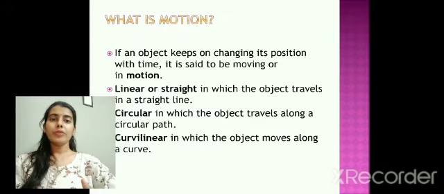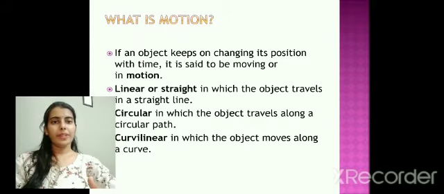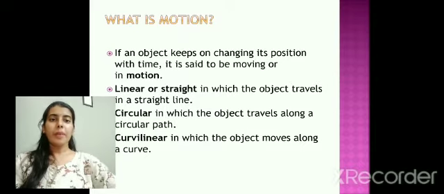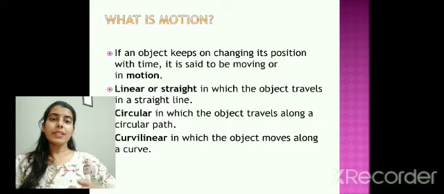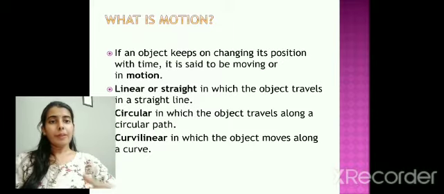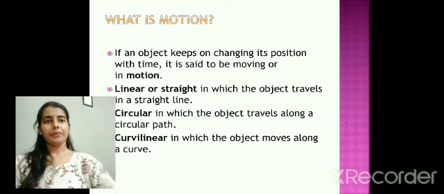But now if the object is covering a circular path, then the motion is called circular motion. If the object moves along a curve, then that is curvilinear motion. So if a person is cycling on a straight road, then that is linear motion. But if a person revolves around in a circular path, then it is circular motion. But if the path has lots of curves, then the motion is curvilinear.